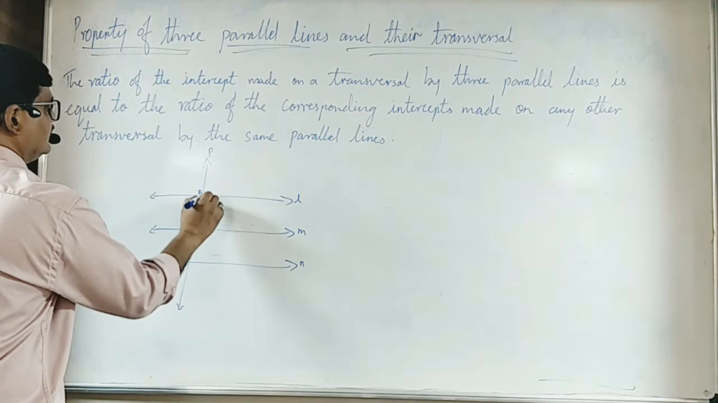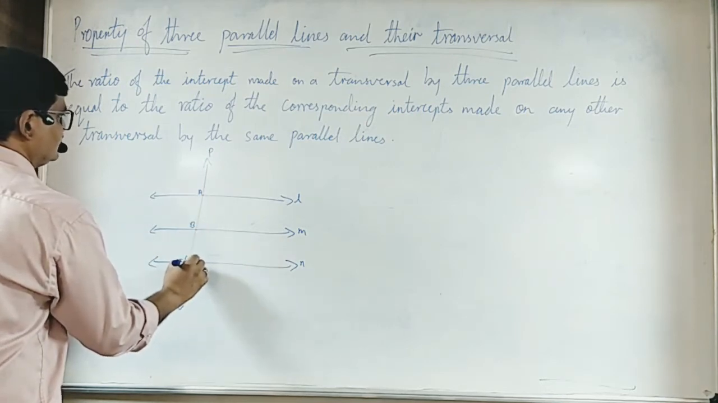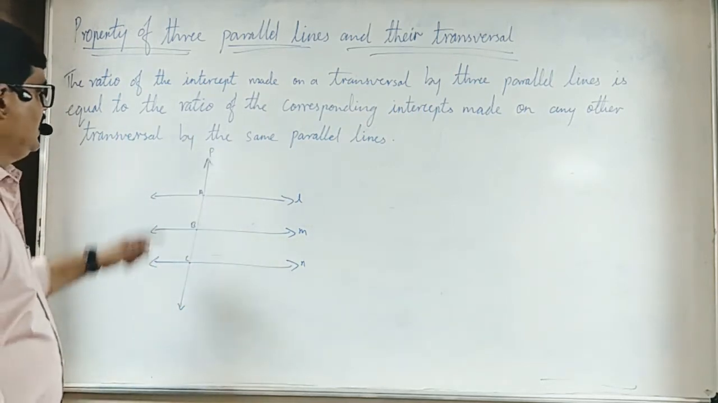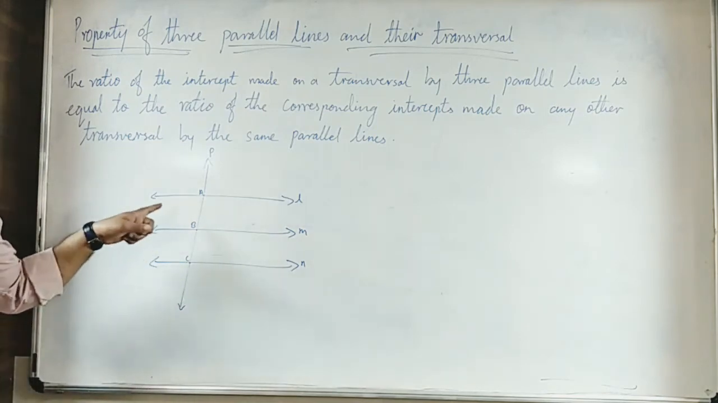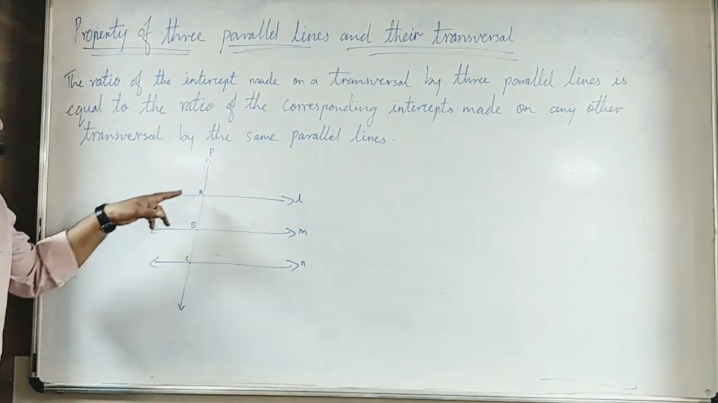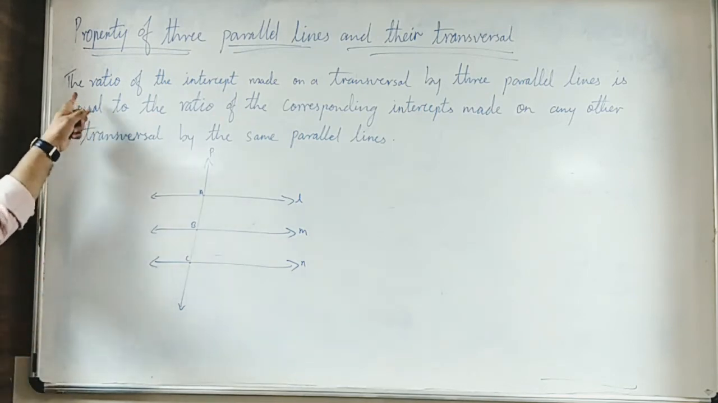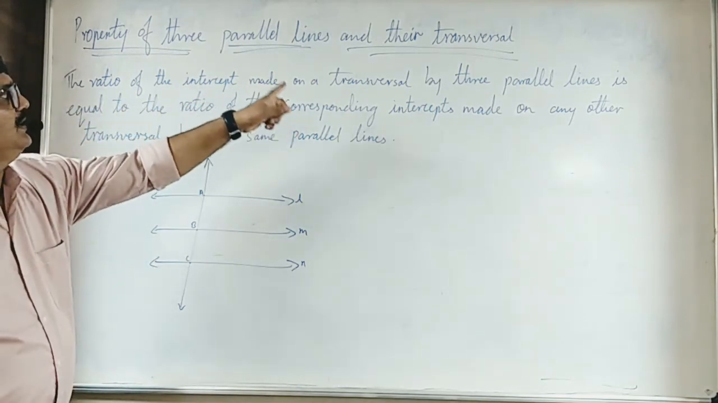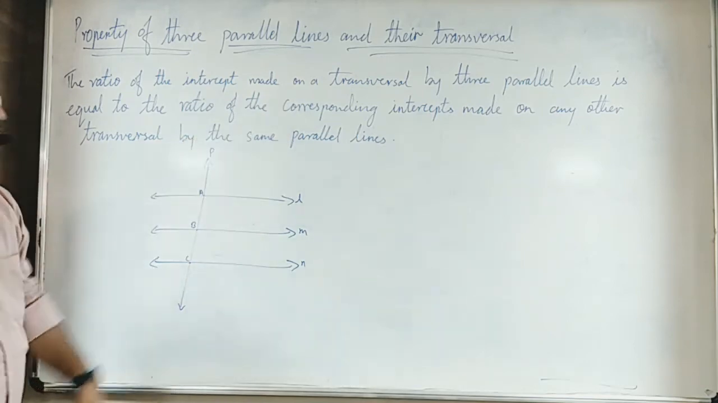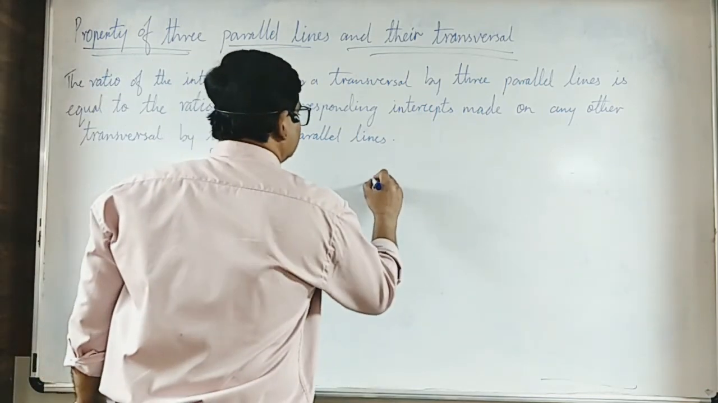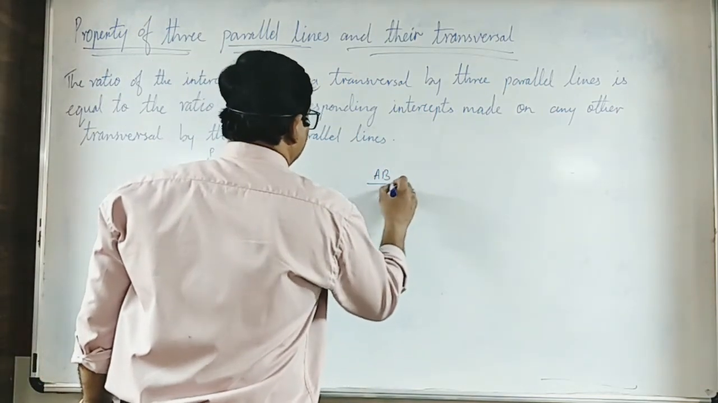Everybody knows this. This is called a transversal. Line P is called a transversal, and it is making intercepts on the three parallel lines at A, B, and C. This is called an intercept. They are telling the ratio of the intercepts made on a transversal by three parallel lines. So what is the ratio in this case? It is AB upon BC.